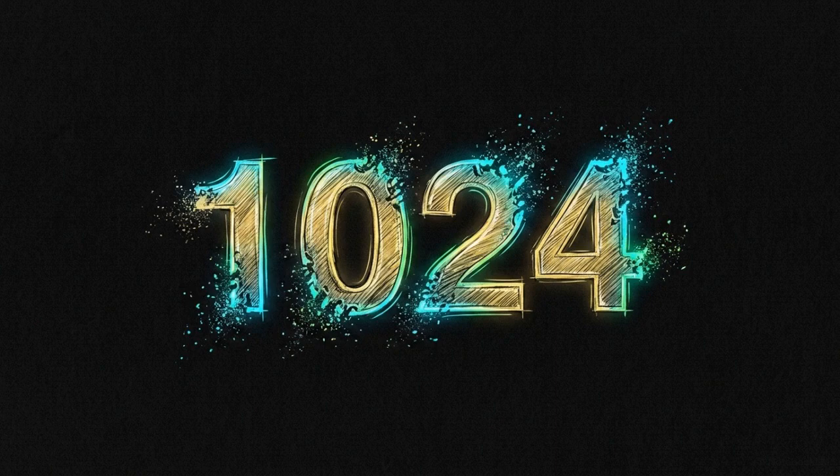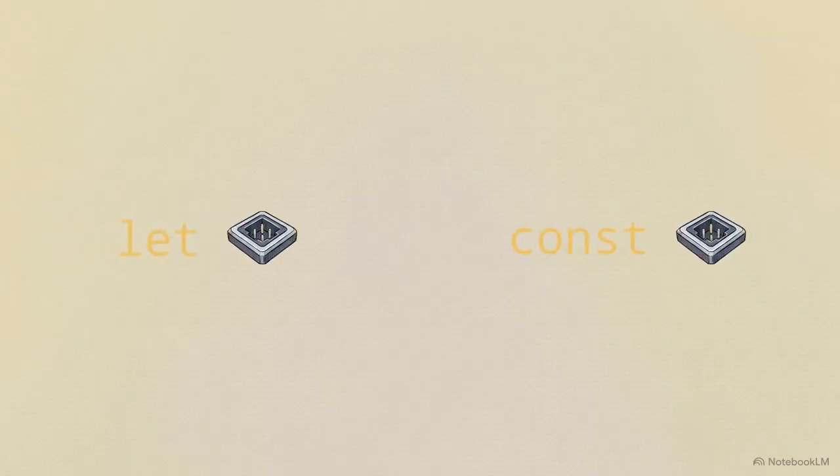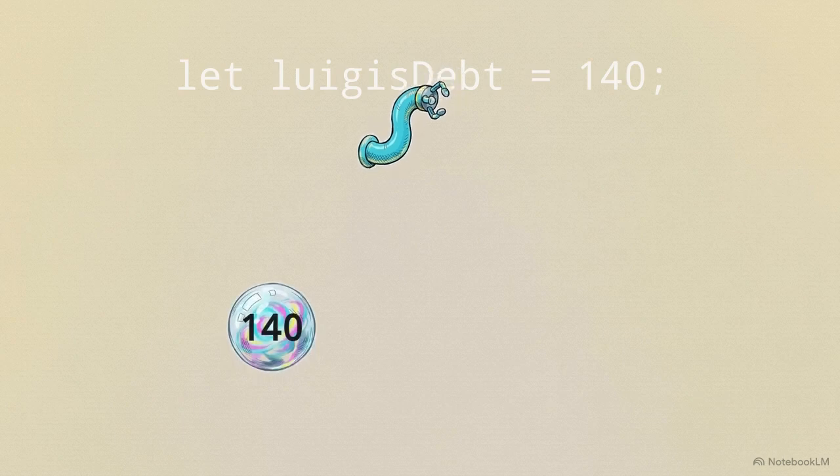When an expression generates a new value, that value is fleeting. Unless the program is specifically instructed to hold on to it, the bits dissipate. A common misconception is that variables act like physical boxes where data is dropped inside and stored. JavaScript manages state through bindings. We create these connections using keywords like let or const. Bindings do not contain values, they grasp them, like tentacles. Writing let luigisDebt = 140 creates a binding named luigisDebt that reaches out and grips the number 140 in memory.